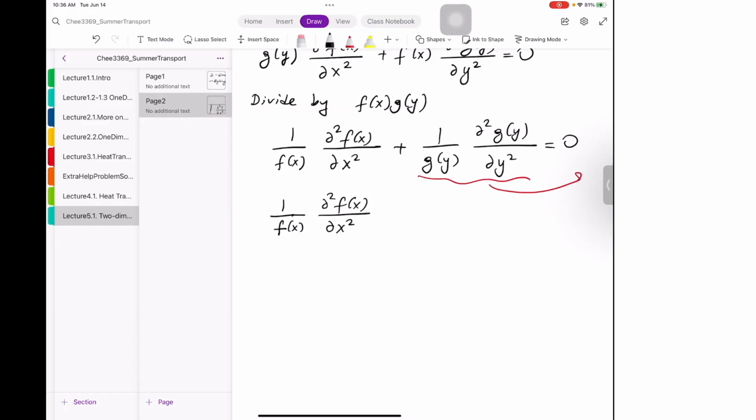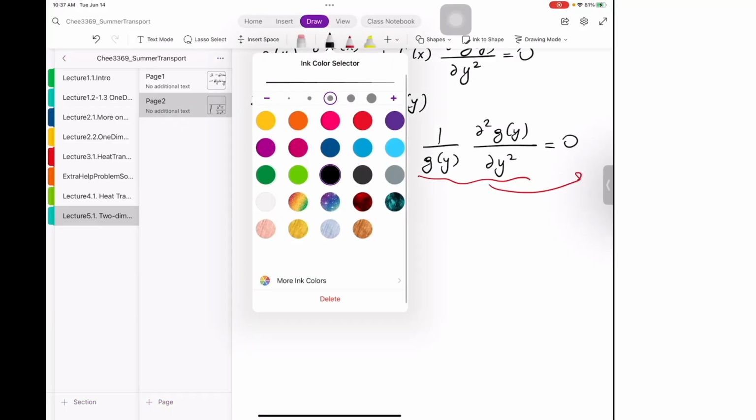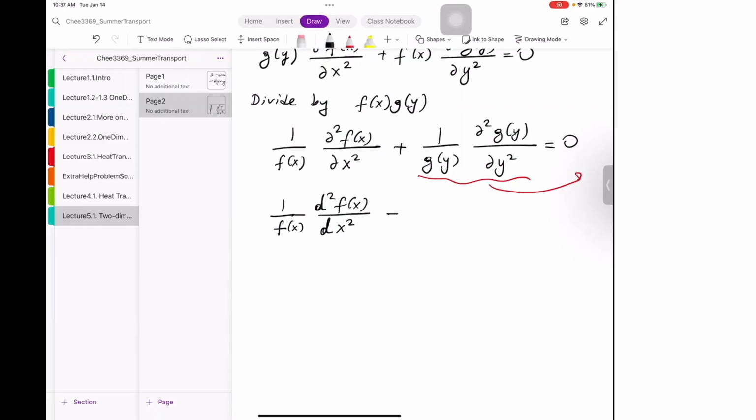By the way, I can also convert these dels into d's, because I know that f is only a function of x, so there is no point in emphasizing that it's a partial derivative, because you cannot take the derivative with respect to y. It's going to be 0 for f, so it's not a partial derivative anymore. So you don't need to keep y constant. Even if you don't keep y constant, it doesn't matter. f is only a function of x. Plus, is equal to minus 1 over g(y) d squared g(y) over dy squared.